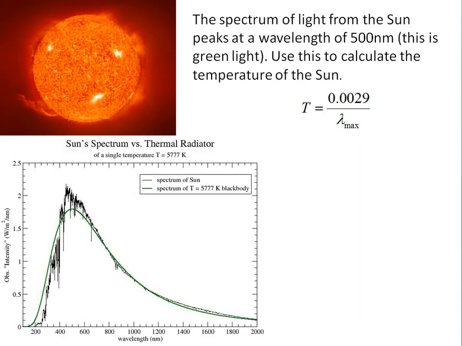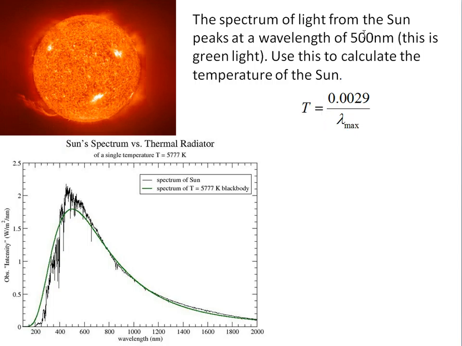Here's another example of using Wien's displacement law. You look at the sun, and you take a spectrum of the sun's light. So you measure how bright the sun is at all these different wavelengths in nanometers. And if you look at this spectrum, you identify that the spectrum peaks at 500 nanometers. The spectrum of light from the sun peaks at a wavelength of 500 nanometers. Use this to calculate the temperature of the sun. So in this case, we want to use this version of Wien's displacement law, where we plug lambda max in and we solve for T.